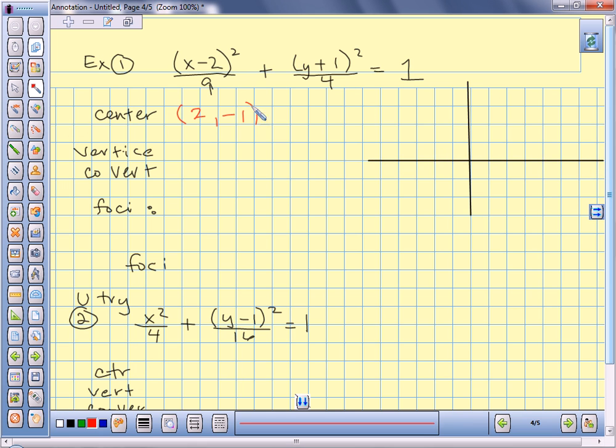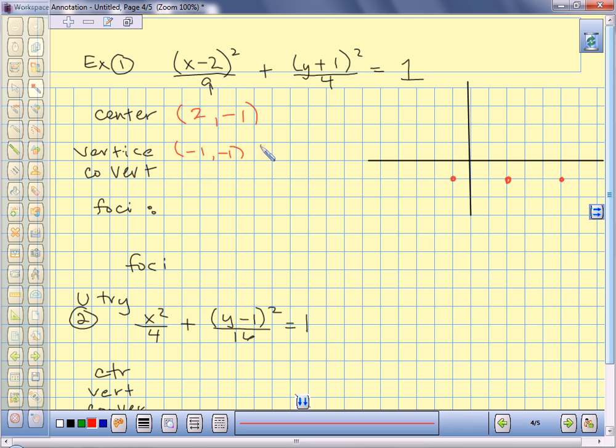Okay, now horizontally, how far in each direction do I move from the center? Okay, we're going to do the square root of this. So our A is 3, so we're going to move 3 in each direction. So our vertices are going to be adding 3 and subtracting 3 from the 2. So negative 1, negative 1 is one of our vertices, and then it would be 5, negative 1. So those are our vertices.